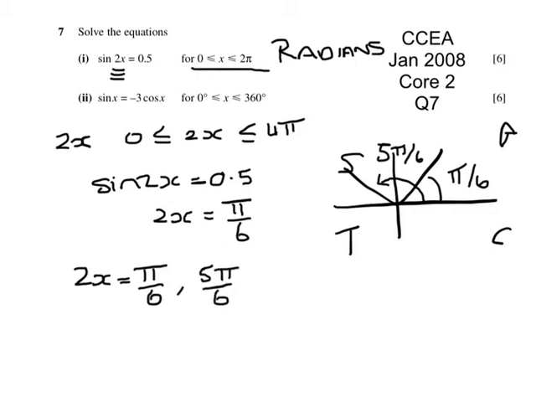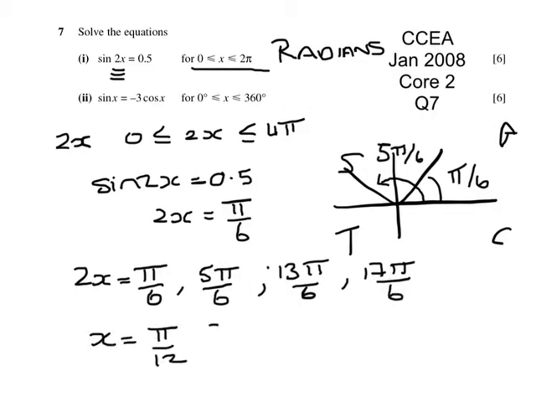So 2x can equal pi over 6, 5 pi over 6, and then I must work within my new range, so I need to add 2 pi or 360 degrees to each of my answers. If I add 2 pi to pi over 6, I get 13 pi over 6. And if I add it to 5 pi over 6, I get 17 pi over 6. Last thing I have to do is divide everything by 2. Pi over 12, 5 pi over 12, 13 pi over 12, and 17 pi over 12.